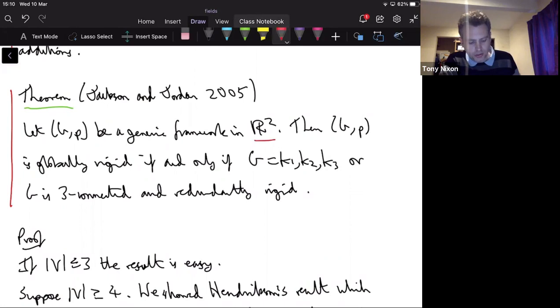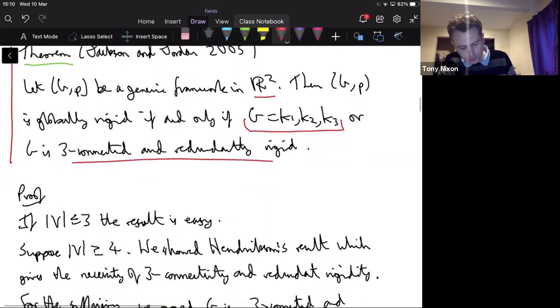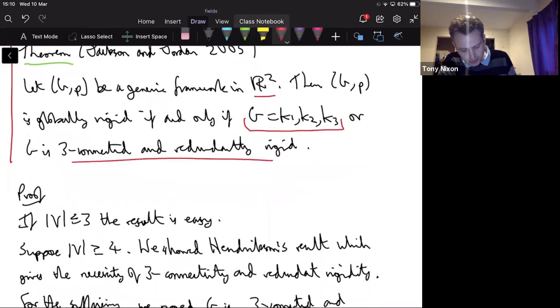Then the framework is globally rigid if and only if there's a trivial case where you're a very small complete graph, because for example, a triangle is certainly not redundantly rigid. If you throw an edge away from a triangle in the plane, it will definitely be flexible. But if you have at least 4 vertices, even if you're complete, it coincides with the other conditions. So, or the graph is free connected and redundantly rigid. Okay, so it's very easy to deal with the case of small graphs.